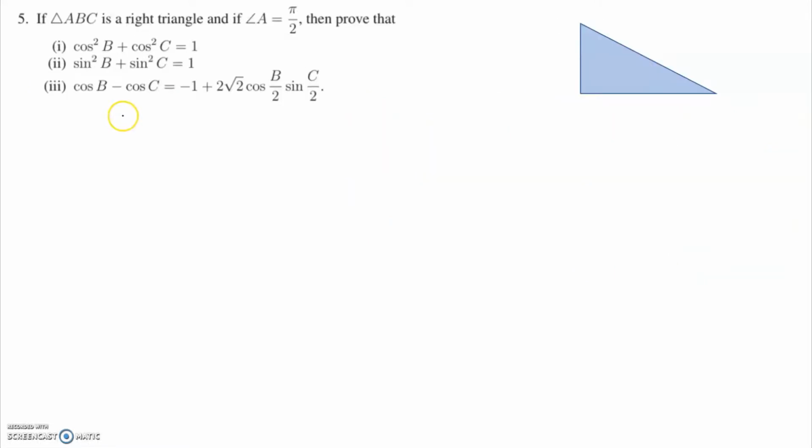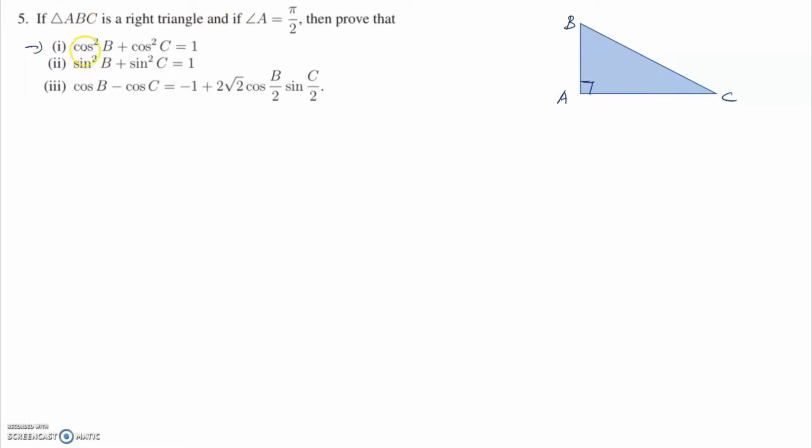Question number 5. If triangle ABC is a right angle triangle and if angle A is equal to pi by 2, then prove 1, 2 and 3. Let's take the first question, which is cos squared B plus cos squared C is equal to 1. So this is a triangle ABC. So let's say this is A, B and C. Now the angle A is equal to pi by 2, so it's right angled at A.